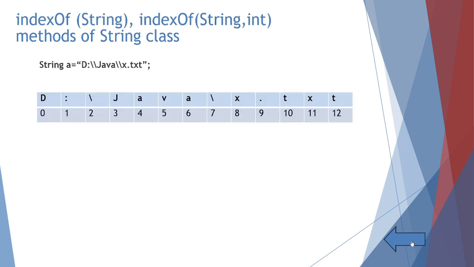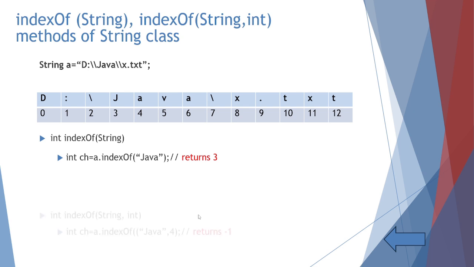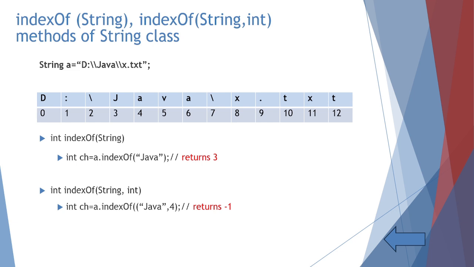These are the two, and two more: indexOf string and indexOf string comma int. So if we say int ch is equal to a dot indexOf Java, it returns 3 because the Java string starts from 3. Then comes indexOf string comma int. We want to find Java only, but from the fourth character onwards. From the fourth character onwards, there is no string Java, so it returns -1. We will use this particular concept to find all the occurrences of Java.